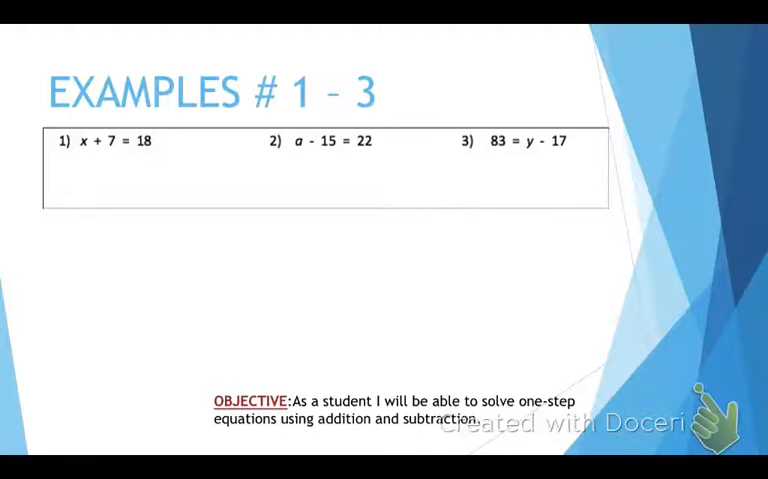So watch. First thing we always do, we're going to actually go ahead and find the equal sign. When we find the equal sign, we're going to go ahead and draw a line straight through it.